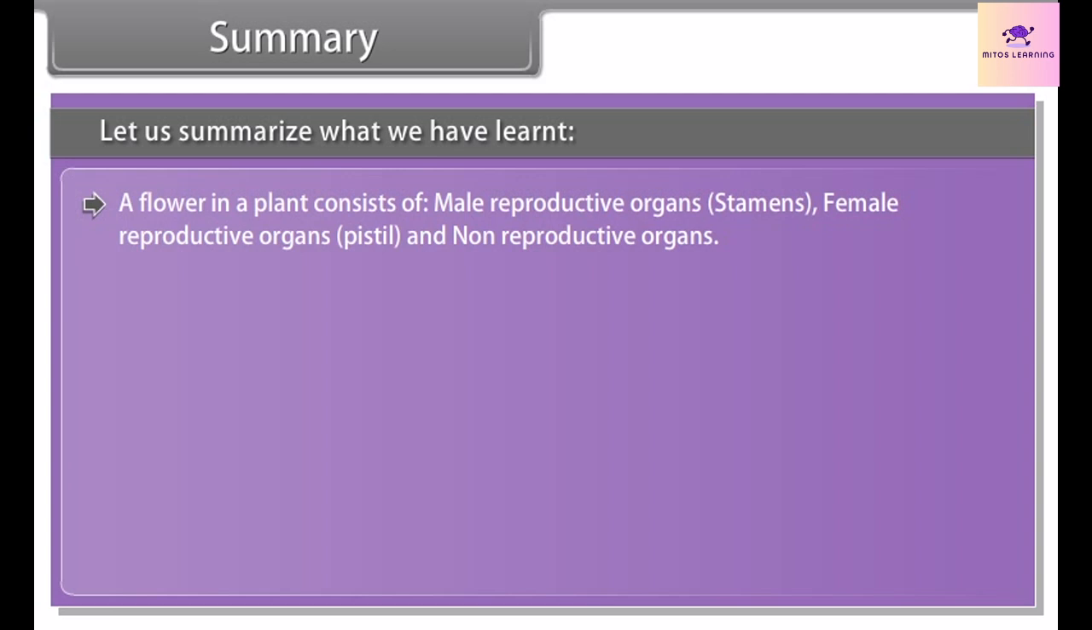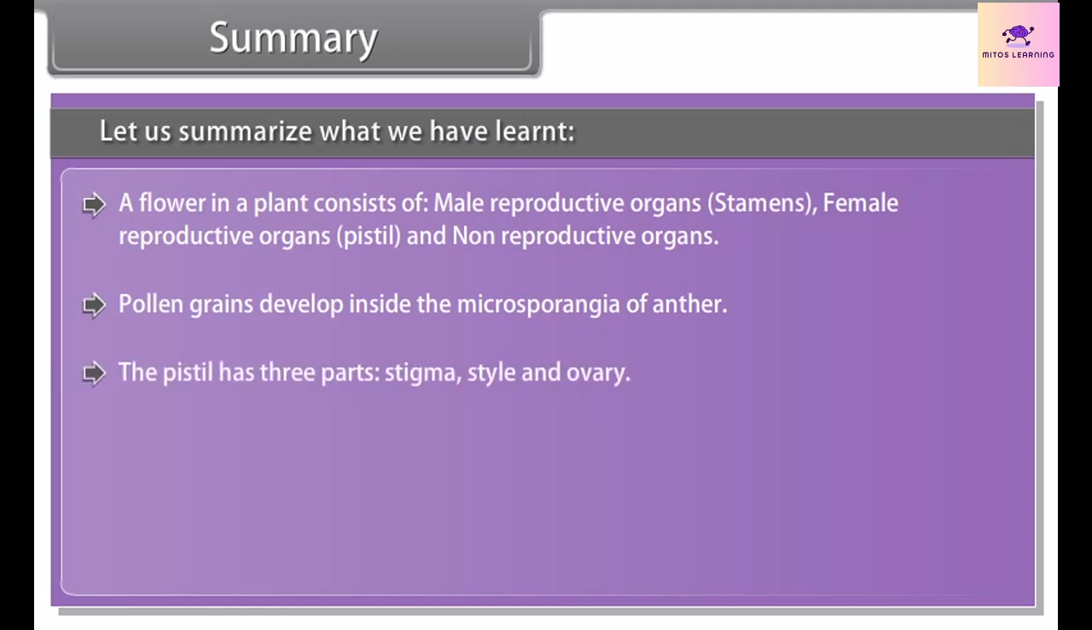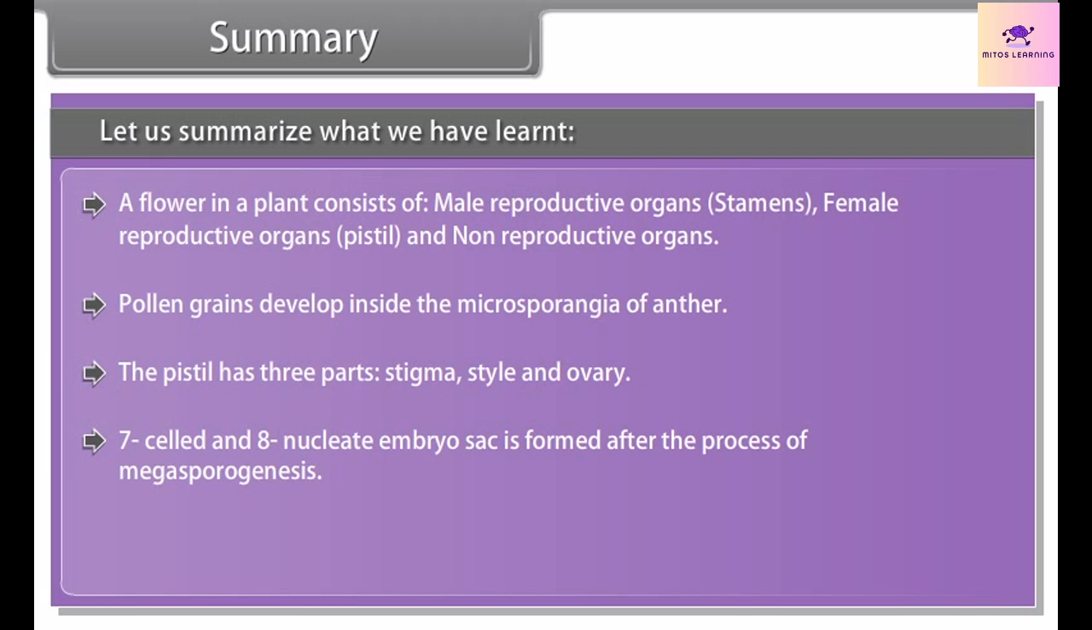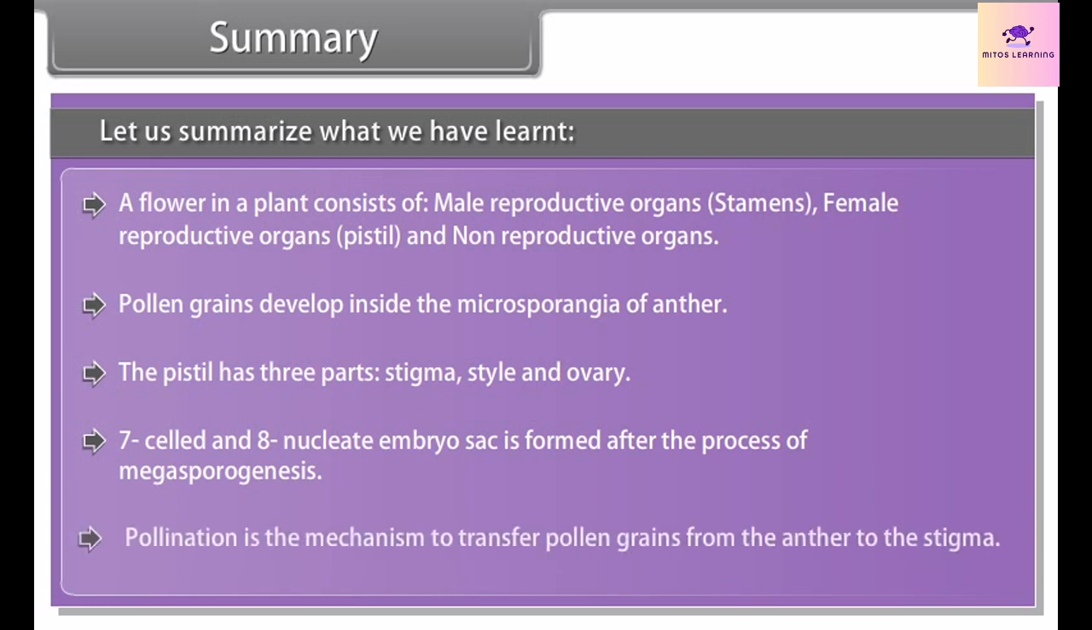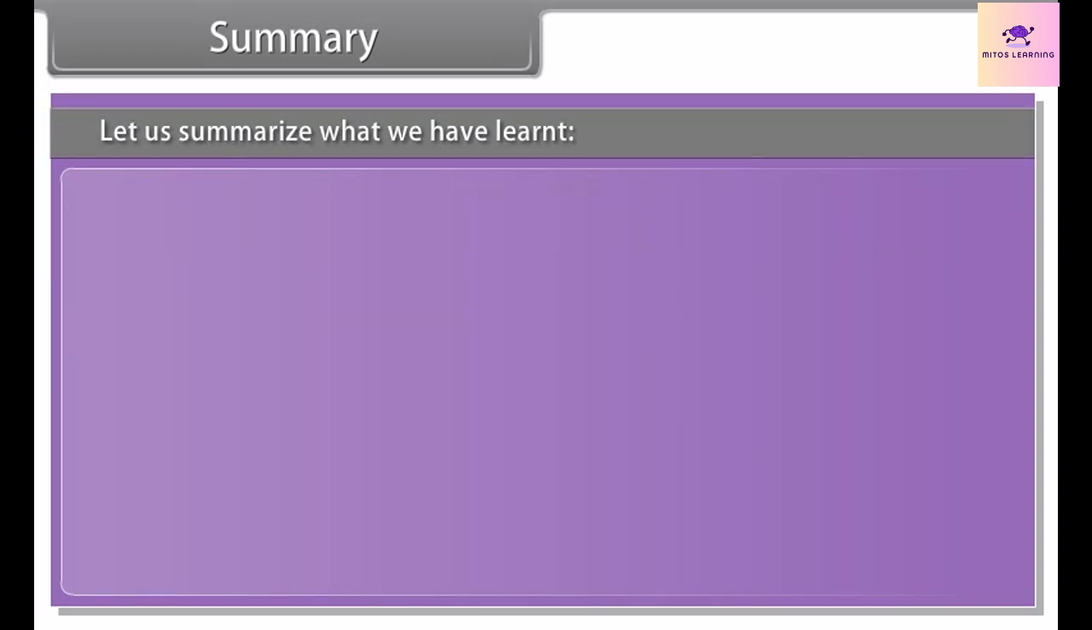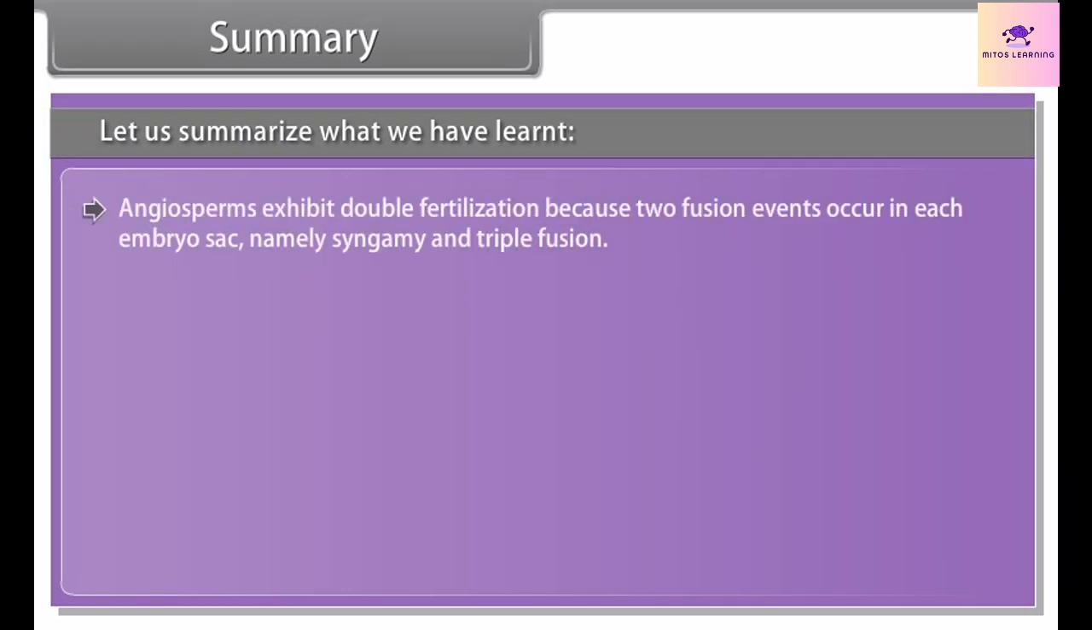Pollination is the mechanism to transfer pollen grains from the anther to the stigma. Angiosperms exhibit double fertilization because two fusion events occur in each embryo sac, namely syngamy and triple fusion. The zygote develops into the embryo, and the primary endosperm cell forms the endosperm tissue. After fertilization, the ovary develops into fruit, and ovules develop into seeds.